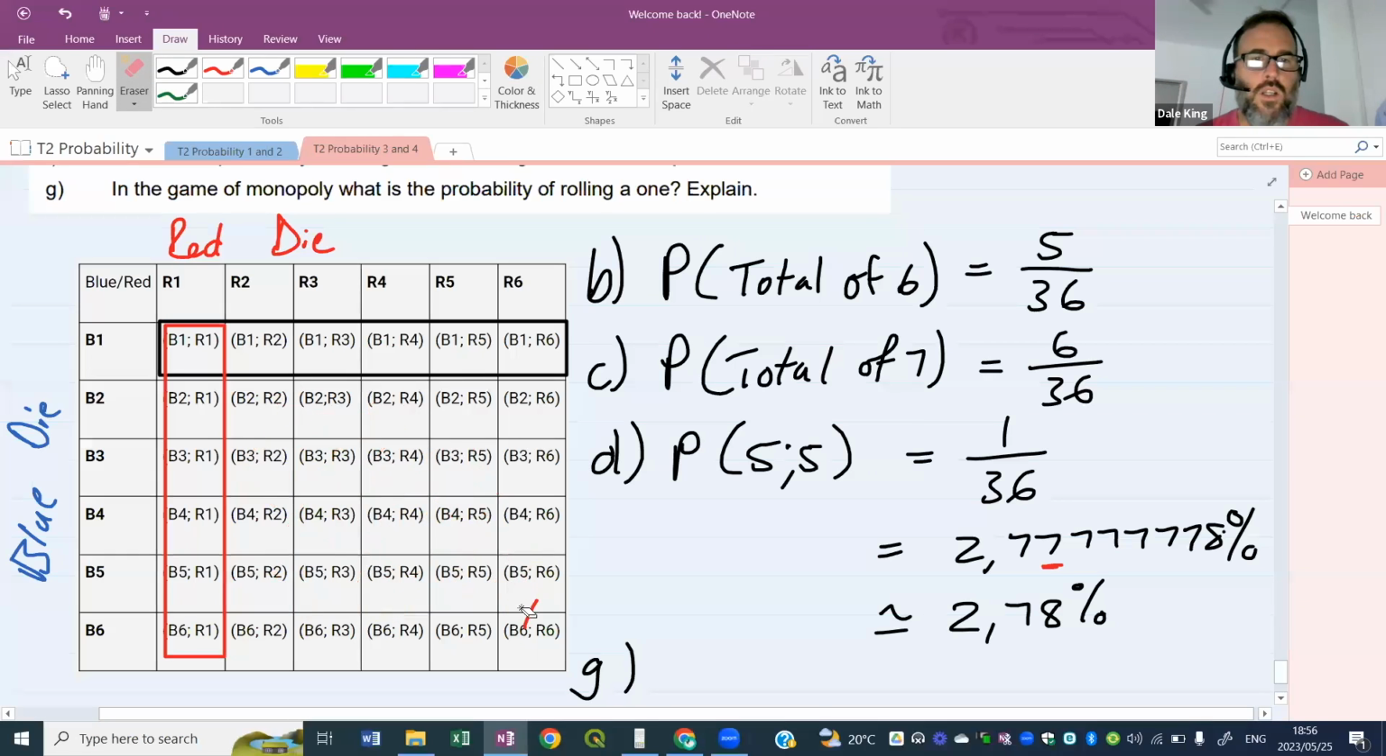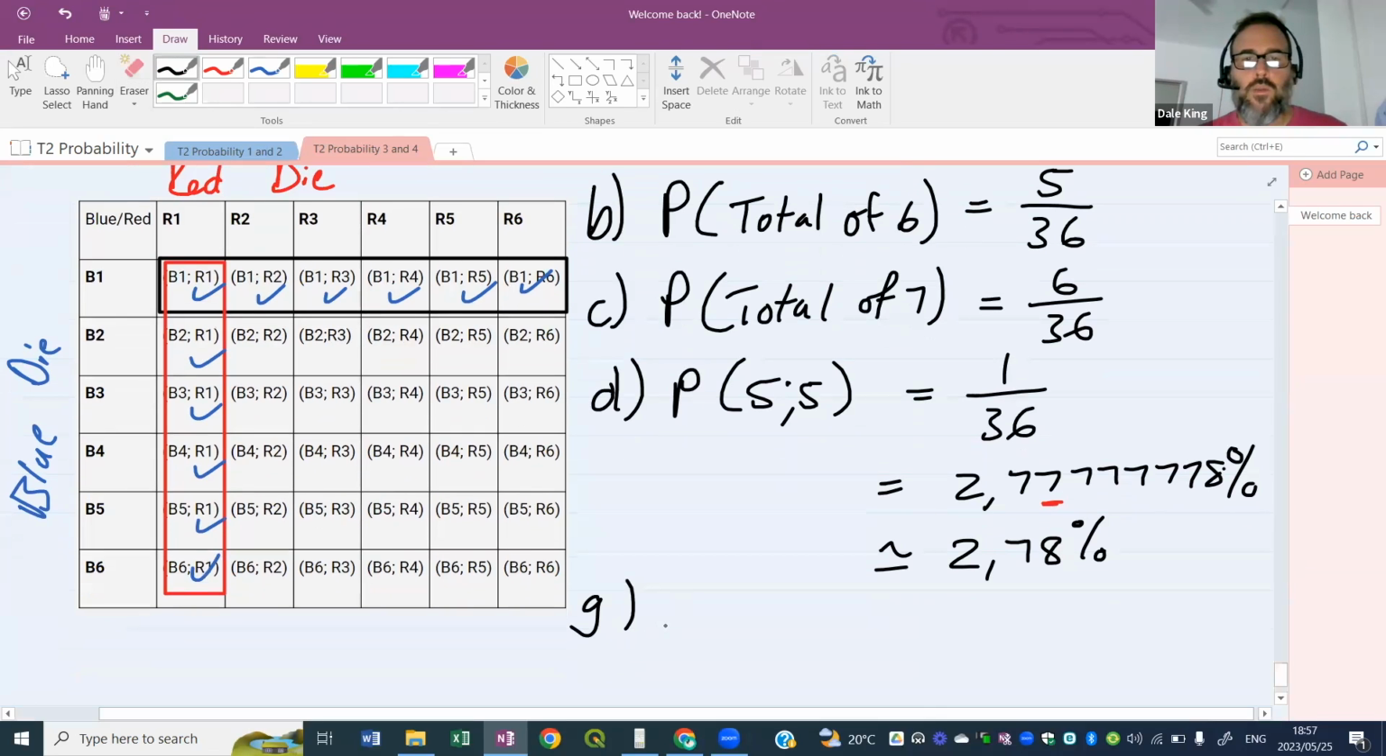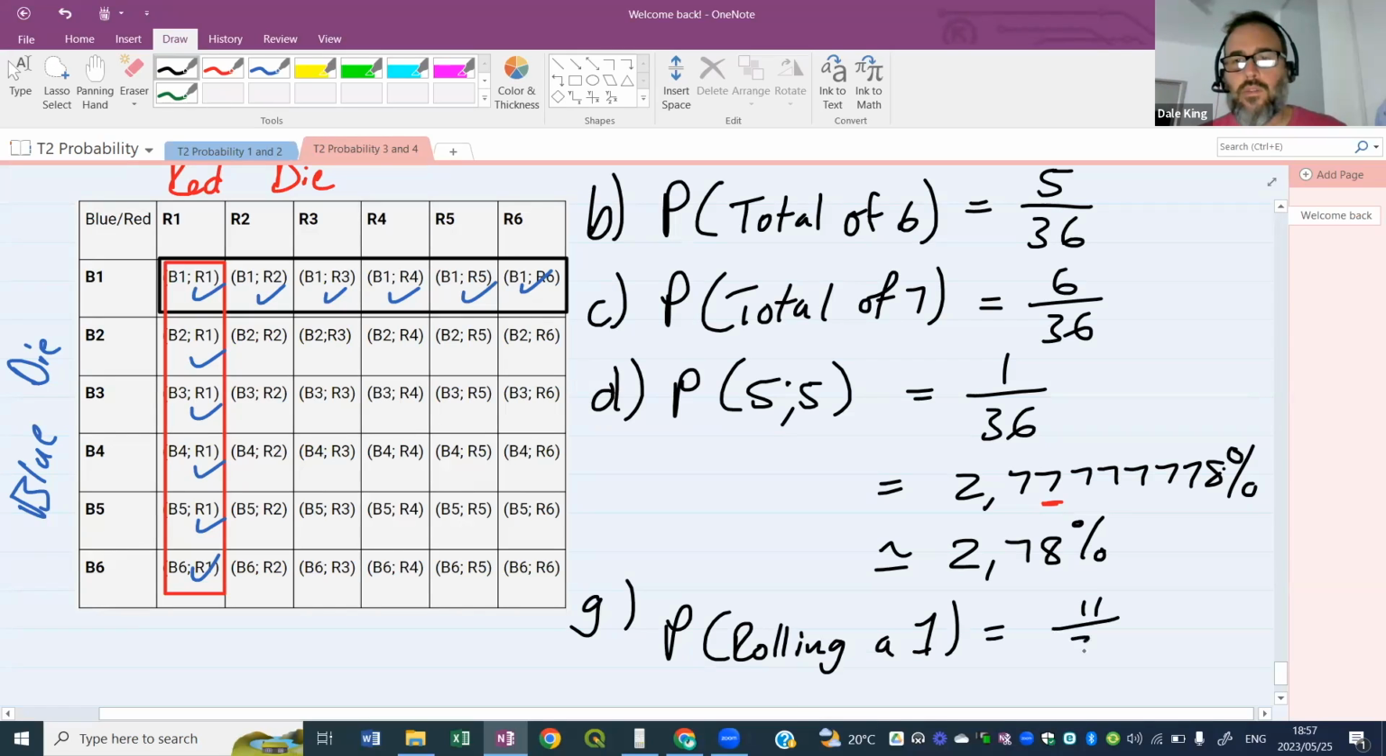So I'm interpreting the question like this. What's the probability of rolling a 1? Getting a 1 on one of these dice. Okay, there we go. So let's count it. 1, 2, 3, 4, 5, 6, 7, 8, 9, 10, 11. Don't count that one twice. Just count it once. All right. So the probability of rolling a 1: 11 out of 36.